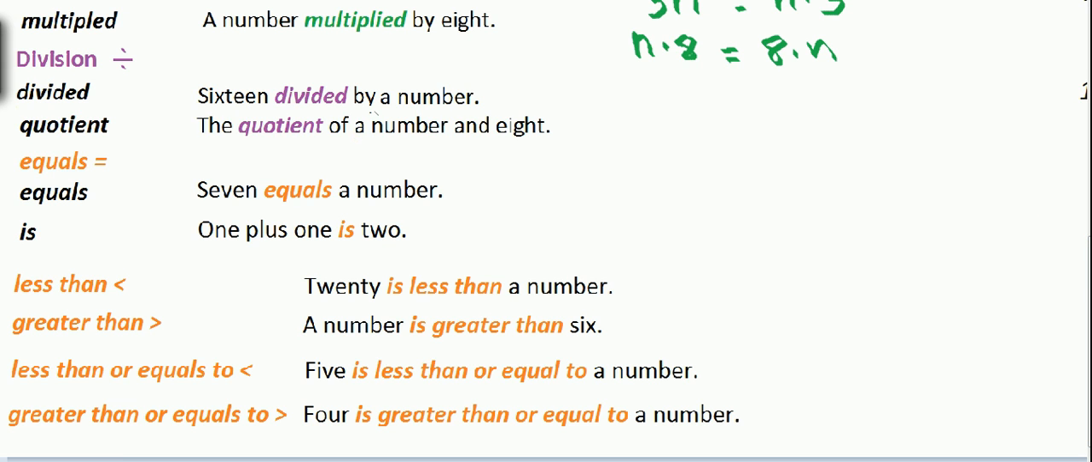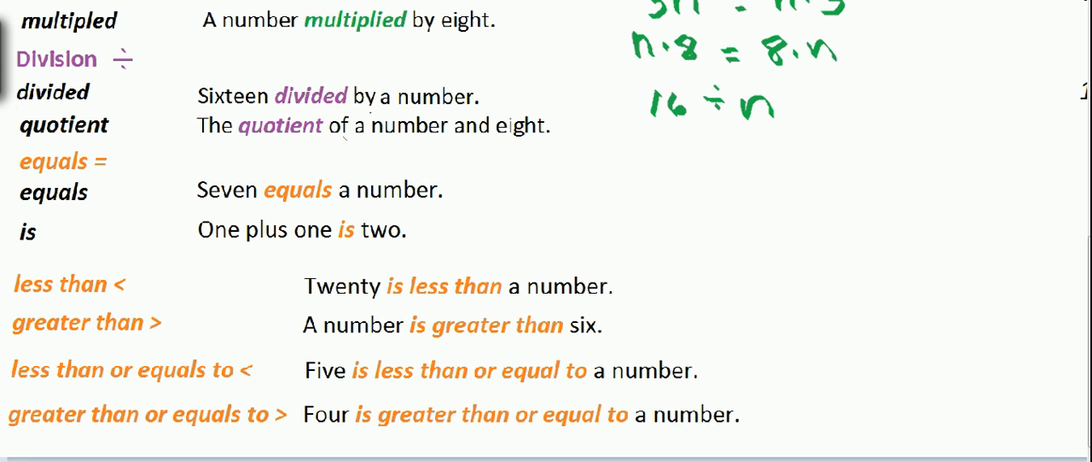With division, 16 divided by a number. Divided means to use the division sign. So we have 16 divided by a number. And let's change that to our color.